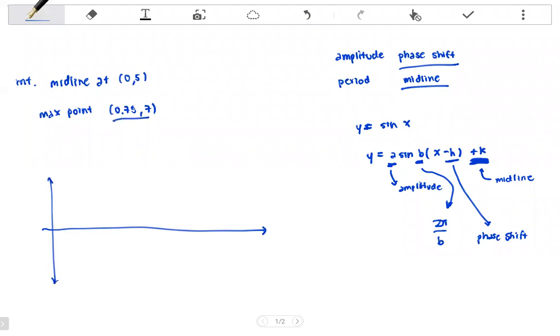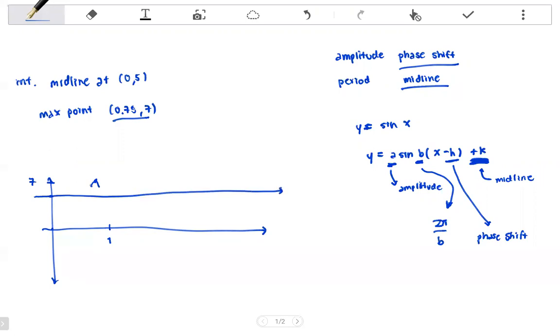0.75 and 7. Well, we know that 0.75, let's say that's 1. So 0.75 might be around here if that's 7. So that's our maximum. And we also know that it intersects the midline at 0, 5. So 0, 5 is our midline.